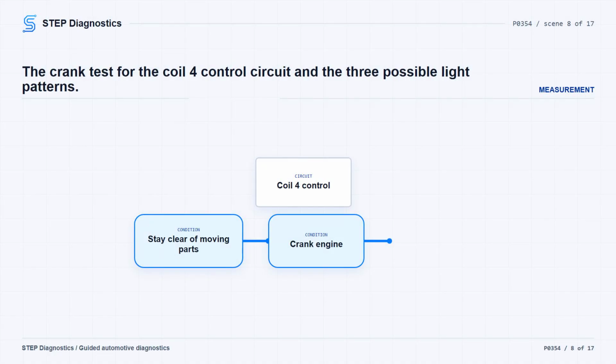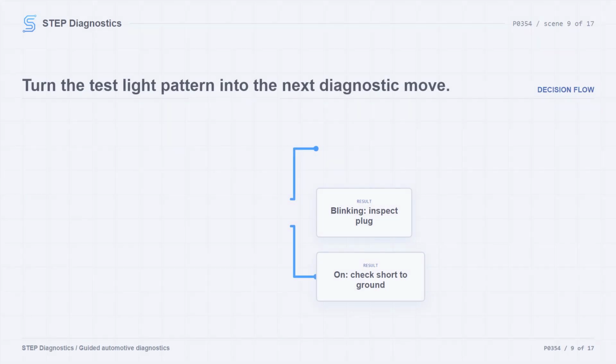Next, check the ignition coil 4 control circuit operation. Use a 12-volt test light connected to a 12-volt source and probe the coil 4 control circuit at the ignition coil connector. Crank the engine for 0 seconds while watching the test light. Stay clear of the fan, pulleys, belts, and loose clothing anytime the engine is cranking or running.